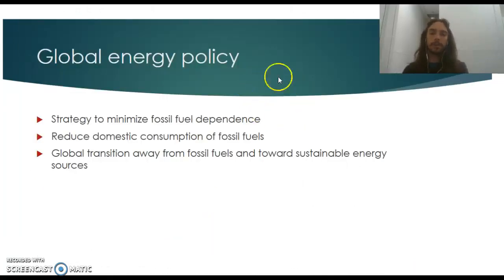So our modern global energy policy is a strategy to minimize fossil fuel dependence. We're trying to reduce domestic consumption of fossil fuels, and we're trying to spur a global transition away from fossil fuels and towards sustainable energy sources. Right now, America is pretty much the only country that is not backing this new global energy policy, and it doesn't really make sense economically or environmentally.